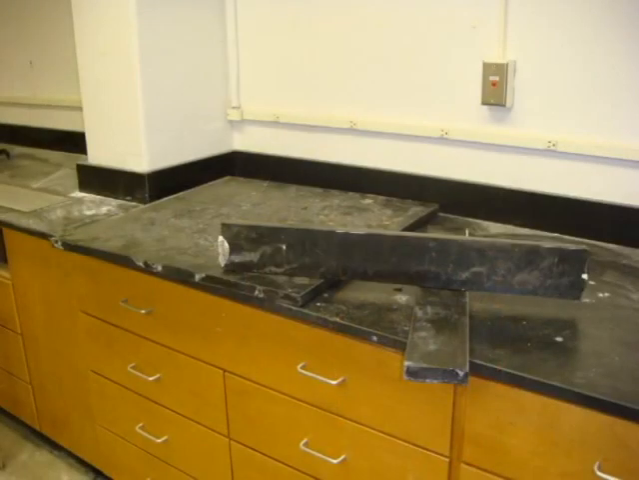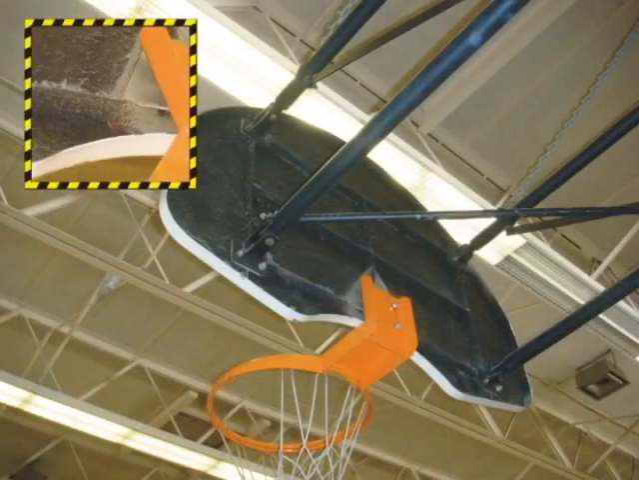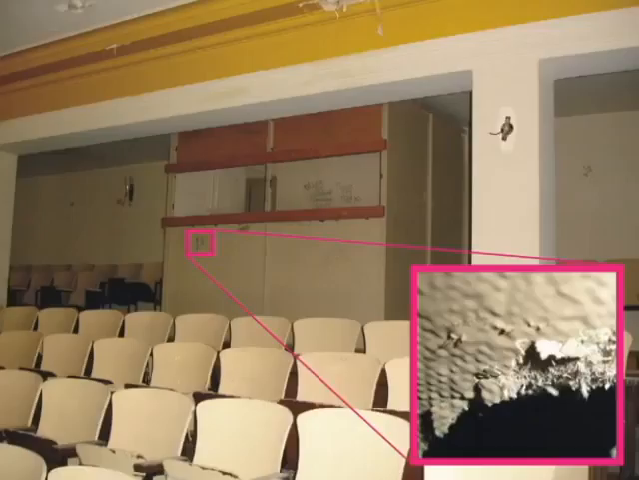Here's a lab bench you could encounter in a chemistry lab. Even sports events can be impacted by asbestos materials. Here's an example of a basketball backboard that's got an asbestos spray backing. Because of its acoustical properties, you can find transite panels, spray-on or plaster materials in theaters or auditoriums.